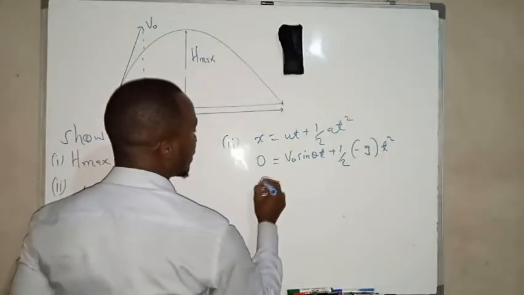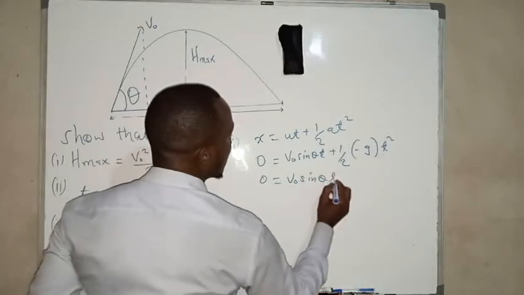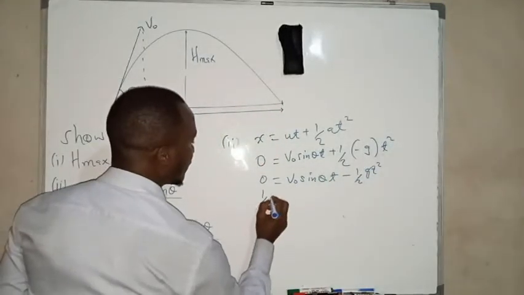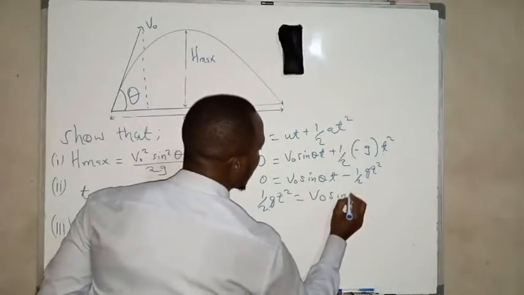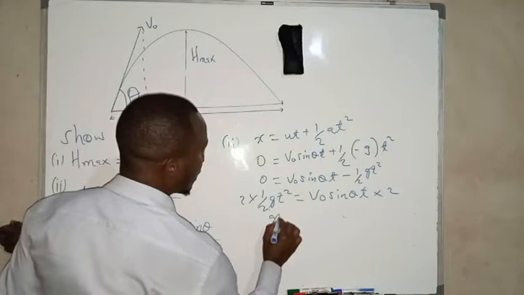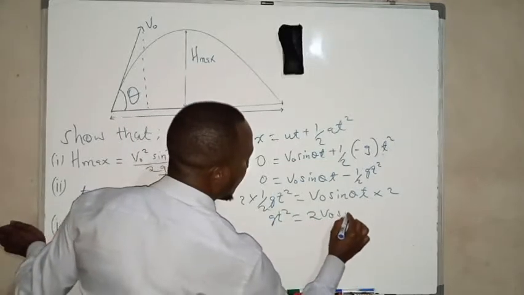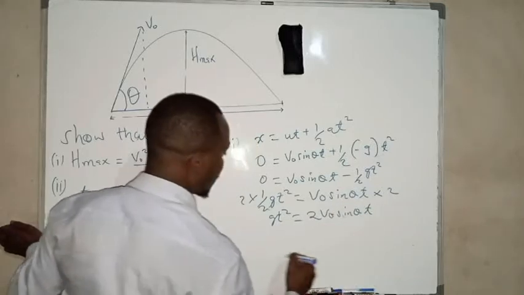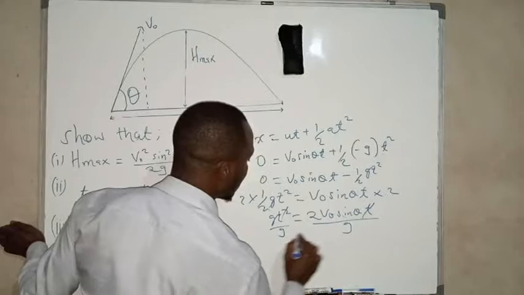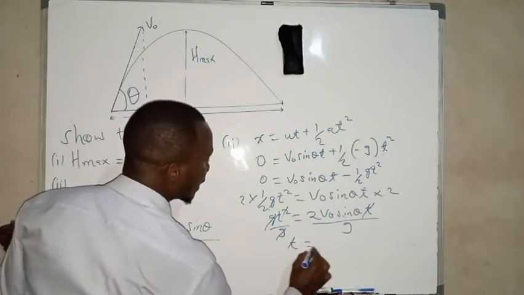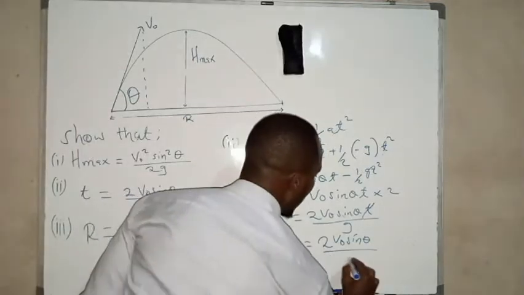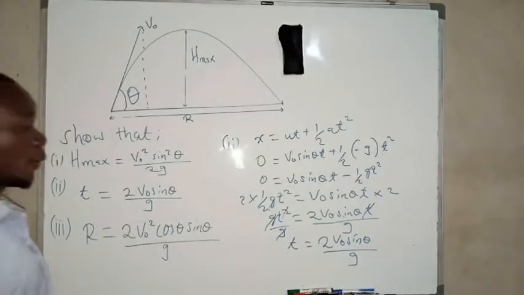So from here, 0 is equal to v naught sine theta t minus half gt squared. So this one can come this side, and we have half gt squared is equal to v naught sine theta t. Then we can multiply by 2 and also by 2 here, so that we have gt squared is equal to 2 v naught sine theta t. So this and this can cancel. Let's divide by g, and here by g, so that this and this will cancel, and we remain with t, which is the time of flight: 2 v naught sine theta over g. And this is an expression for the time of flight.